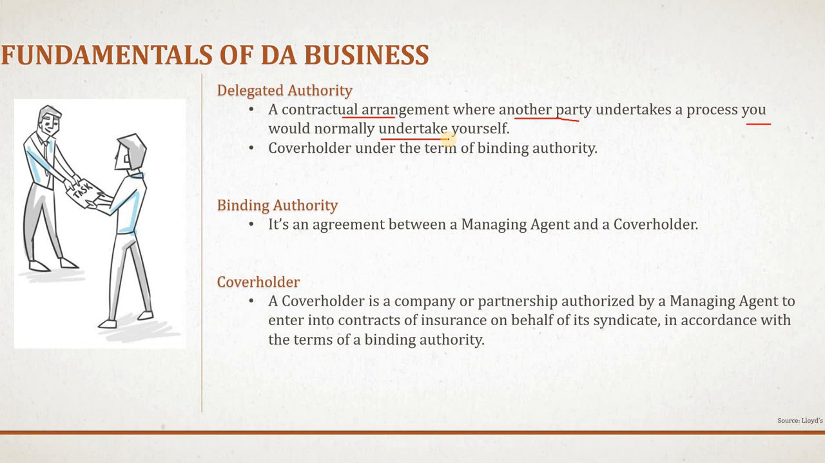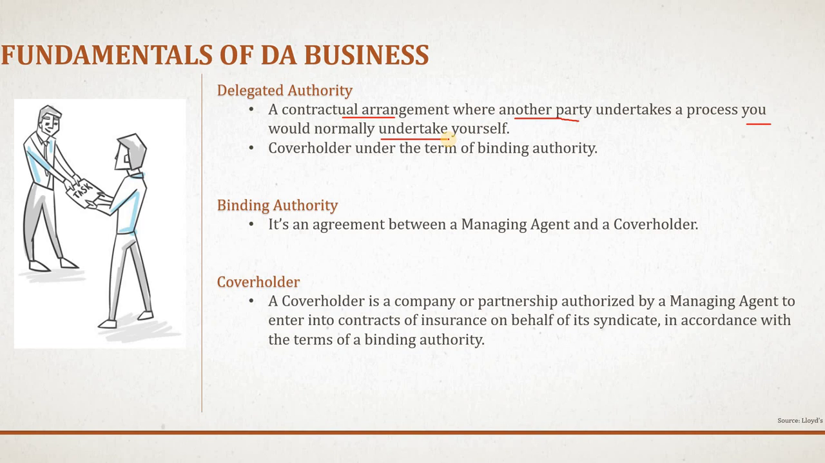Now, what is a cover holder? But before that, there's something more to understand. A binding authority agreement can also be used to give a cover holder authority to issue insurance documentation on behalf of the Lloyd's syndicate. The insurance documents include the certificate of insurance, temporary cover notes, and other documents acting as evidence of the contract of insurance.